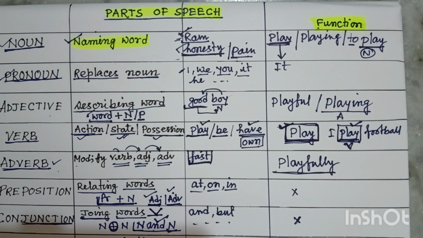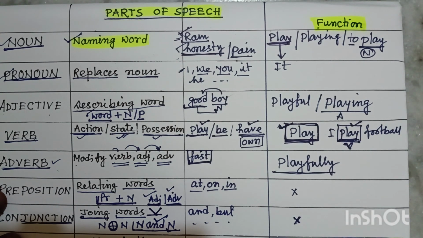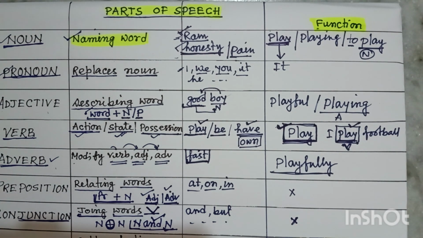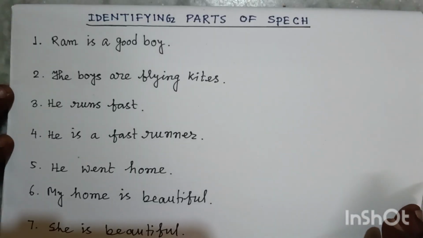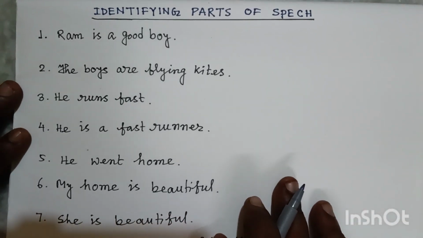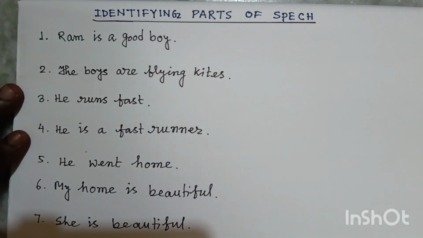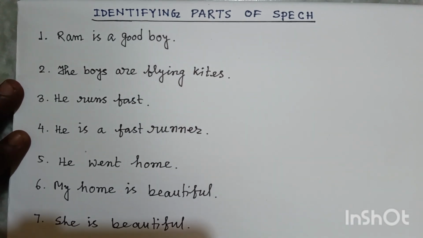If we can do it, we will be able to identify the part of speech of that particular word. Friends, I am going to give you some examples and we will try to find out the parts of speech of those words in particular sentences. Let's look at this. Friends, you can see I have written here some sentences and we will try to find out the part of speech.